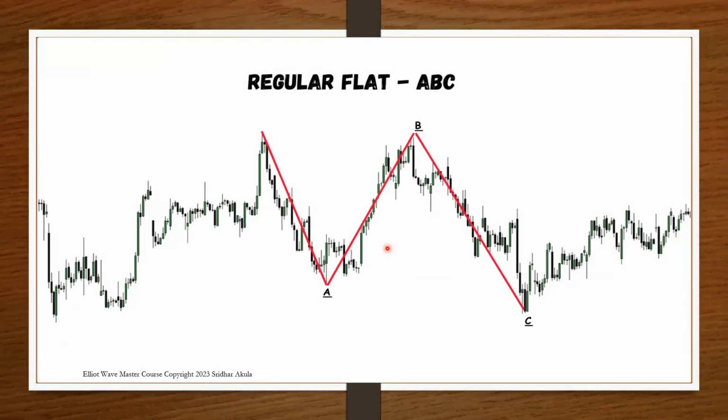The difference between the previous regular ABC and the regular flat ABC is that your wave B can retrace up to 90% of wave A. It will not cross wave A, but it can retrace approximately 90% of wave A, right? After that, your wave C will start.